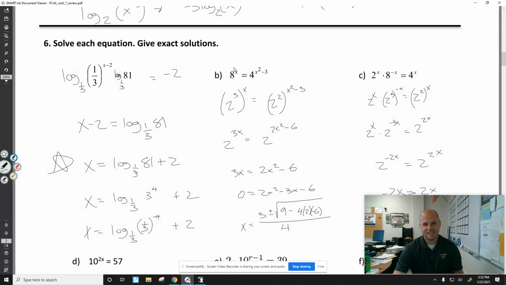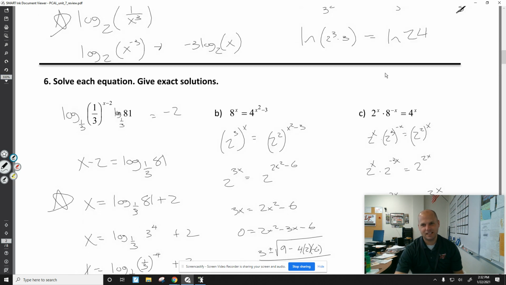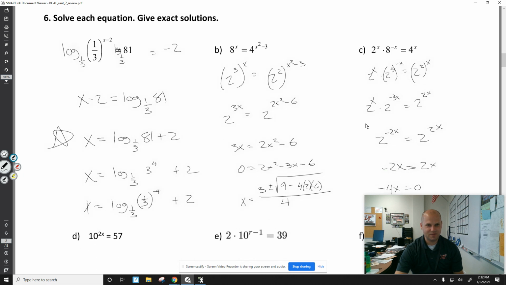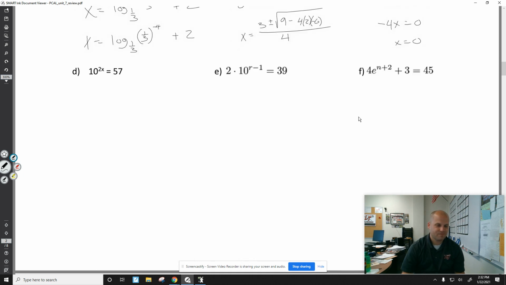I'm going to say this. Like this one and this one, don't stress about these two. We haven't seen this yet. This one you should be able to do. These are better.